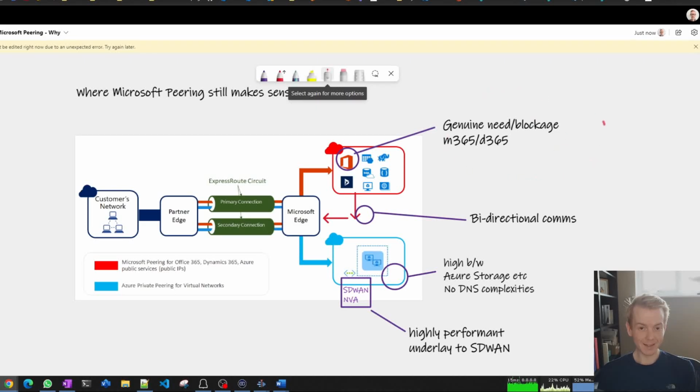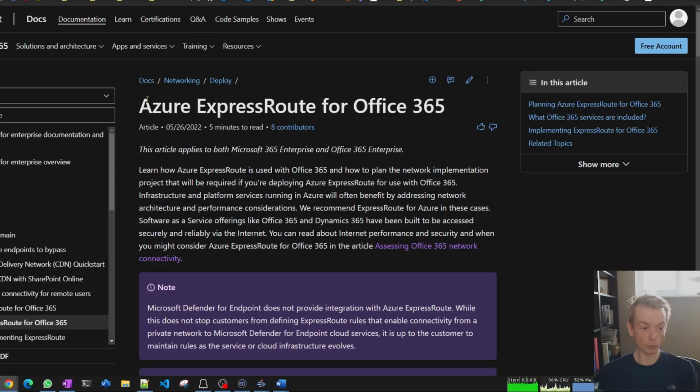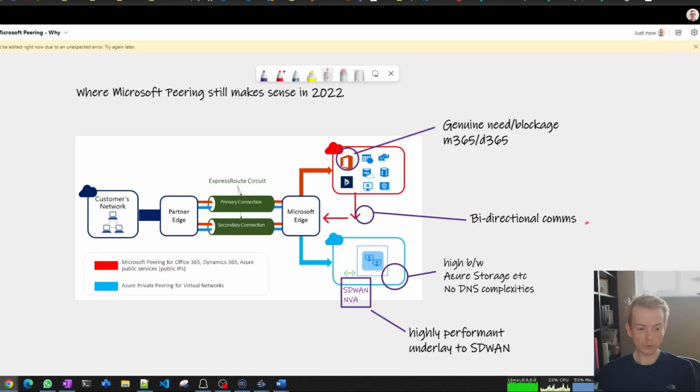So you have a genuine need to not use the public internet for M365, D365, etc. And I'll leave a link to our document, which is all about ExpressRoute for Office 365, which does a really good job of laying out the reasons, primarily why you shouldn't do this, but also the use cases where it would be recommended. Number two, bidirectional comms.